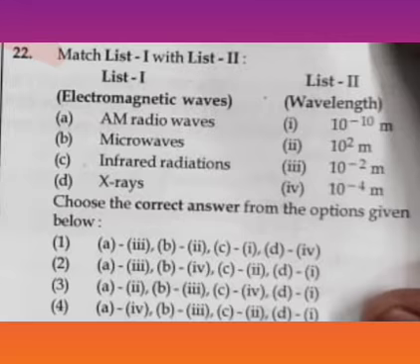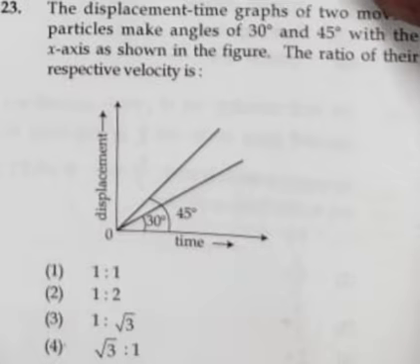Next, question number 23. The displacement time graph of two moving particles make angles of 30 degree and 45 degree with the x-axis as shown in the figure. The ratio of their respective velocity is: option 1, 1 ratio 1; option 2, 1 ratio 2; option 3, 1 ratio root 3; option 4, root 3 ratio 1. The correct answer of this question is option 3, 1 ratio root 3. Next, question number 24.